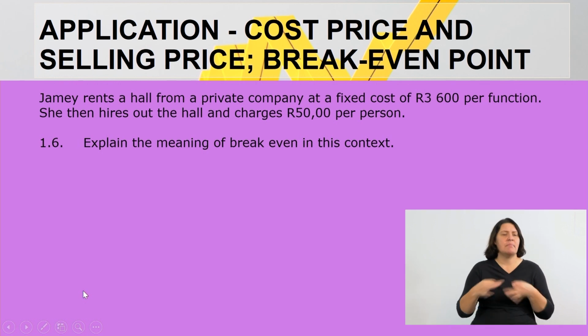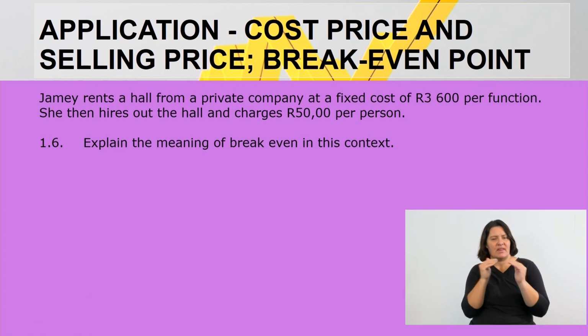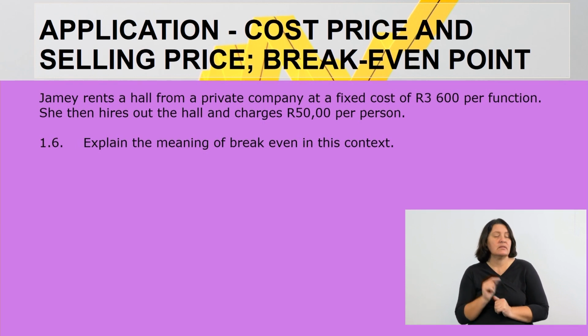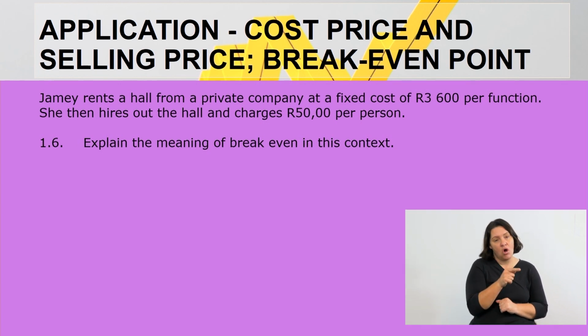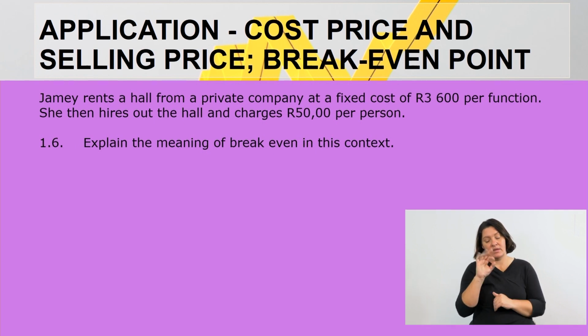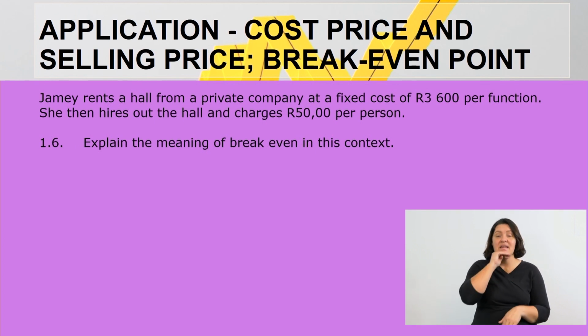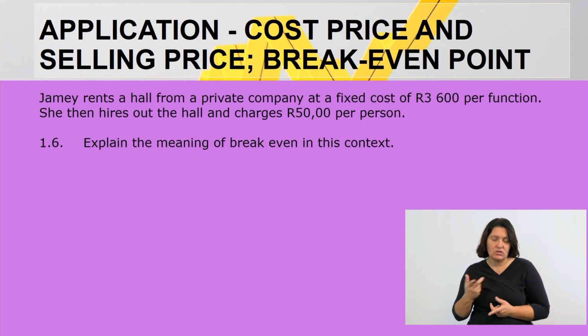It says, explain the meaning of break even in this context. Remember, this lady Jamie is paying 3,600 rand per function. So break even in this context means that she must invite enough people, or we can put it otherwise, she must sell enough tickets to equate to 3,600 rand, so that her income equals the expense for the fixed cost of 3,600 rand. So meaning there will be no profit, no loss at this point in time.